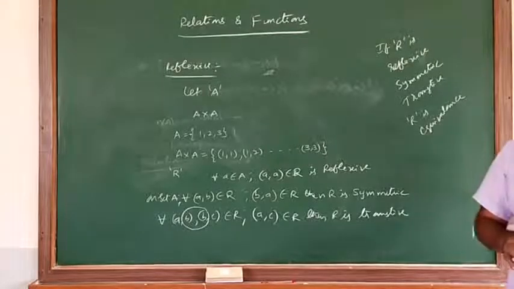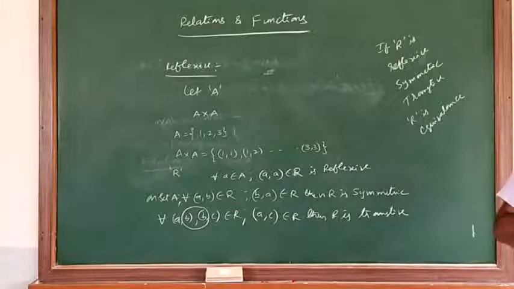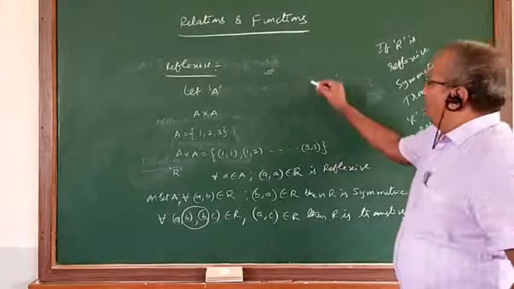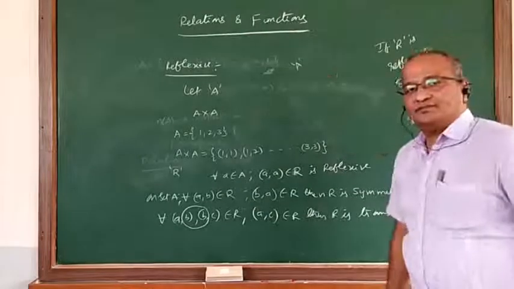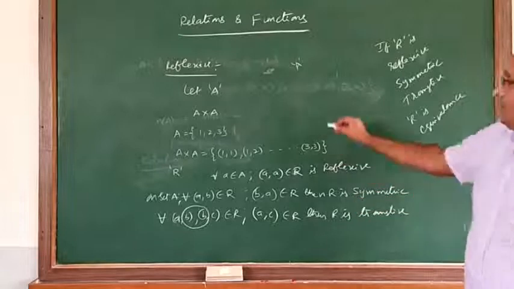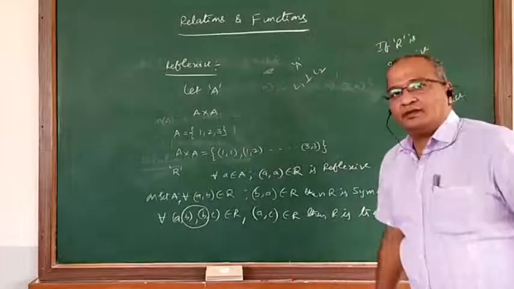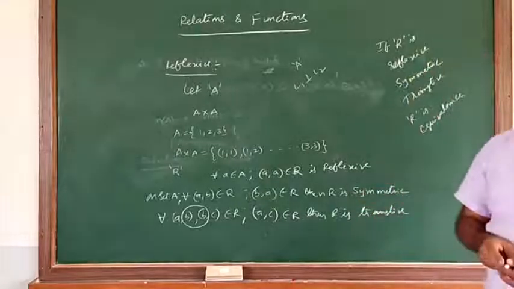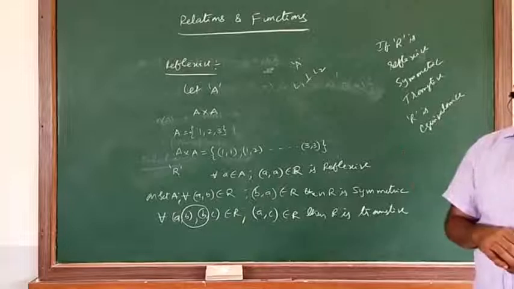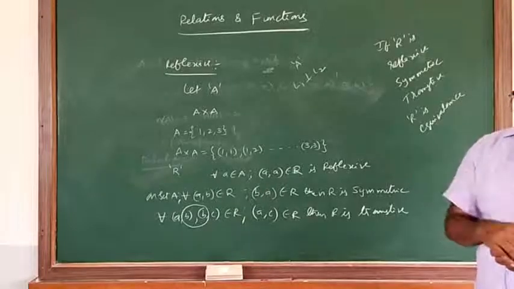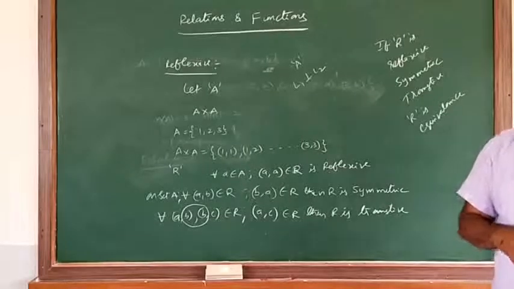Usually in CET, they will ask a question like this. They will give one relation, for example, capital A is a set of lines, L1 is perpendicular to L2. Is this relation? Option 1 they will give reflexive but not transitive, reflexive but not symmetric, symmetric but not reflexive and transitive. Like that the options will be.